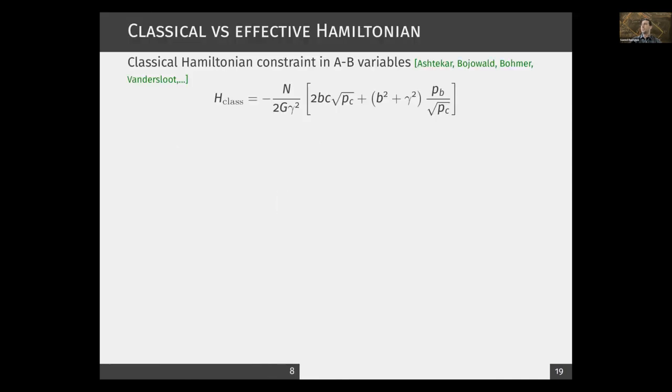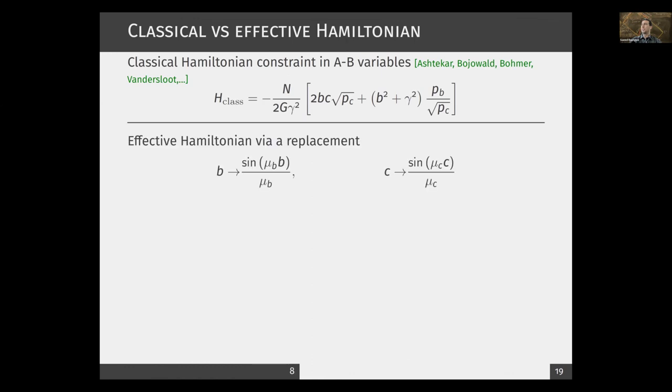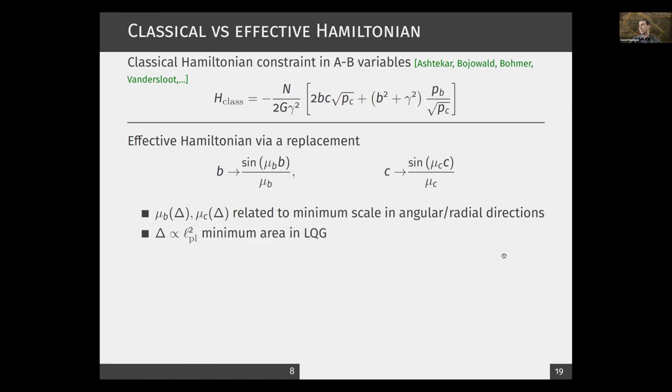the singularity is there. Okay, so you can write your Hamiltonian in terms of these variables, mini-superspace variables, and you can go on and quantize it and then act it on some state and get your effective Hamiltonian, or you can just directly replace B and C with their sin of mu B and mu C, over mu B and mu C. And these are the minimum scales of the theory. They can depend on the minimum area in loop quantum gravity, which we call delta here.